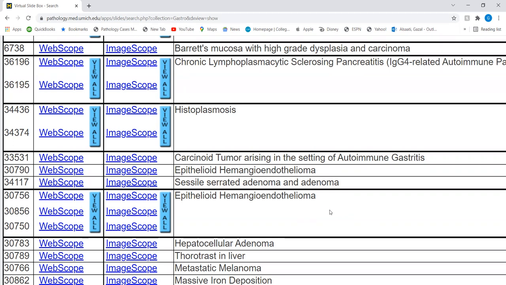So it was positive for all the stains. Ki-67 was almost 90%. So I think it was a stomach case. Mm-hmm. Okay.